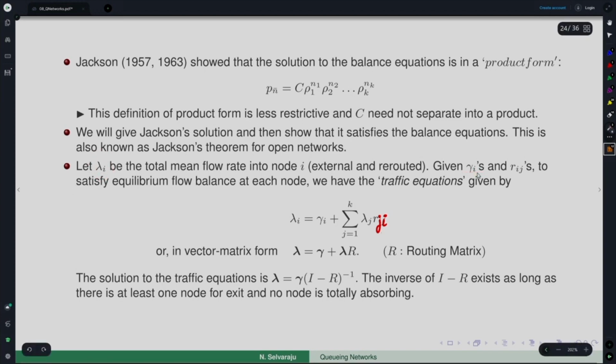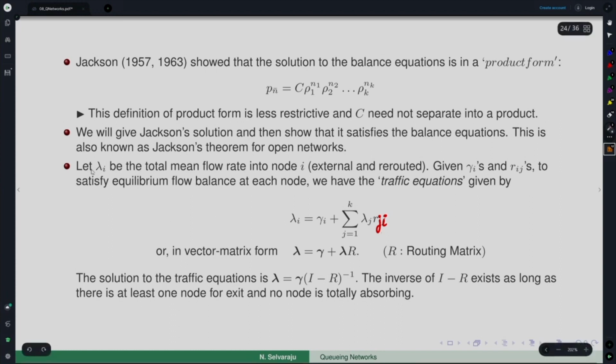Remember, we are given gamma i's and rij's, right. So, now, if it has to satisfy the flow balance at each node, then we need to have these traffic equations, the flow balance equations at each node for the network in a way. That is what is called the traffic equations, because we want to compute this lambda I, and that is why we are calling it this way. So, the traffic equations need to be satisfied. Now, what is this traffic equation? You understand the spirit, it is exactly the same as what we have been doing.